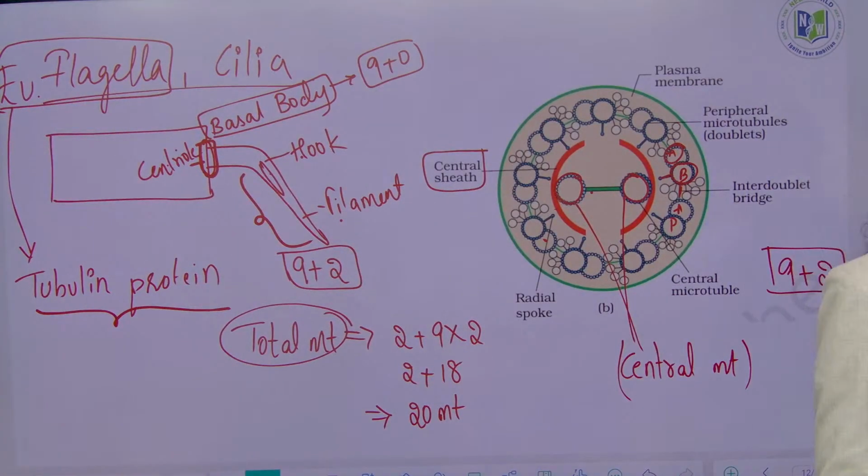Just 2 minutes, go through the NCERT, those 2 paragraphs of centriole, cilia and flagella. If you are having any doubt, please ask me. And then we will be starting with cytoskeleton. If you are okay; if not, tomorrow I will take cytoskeleton.